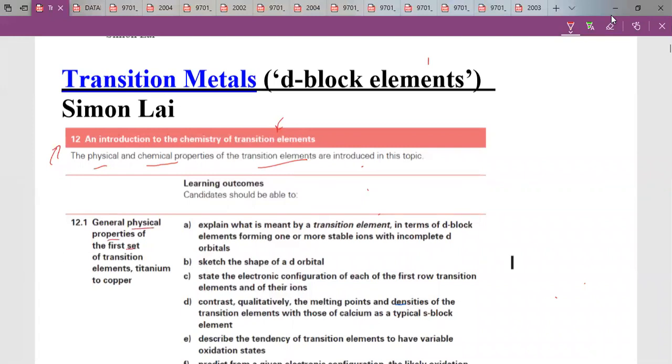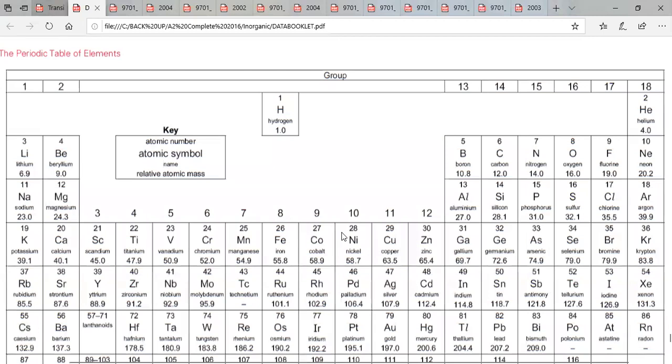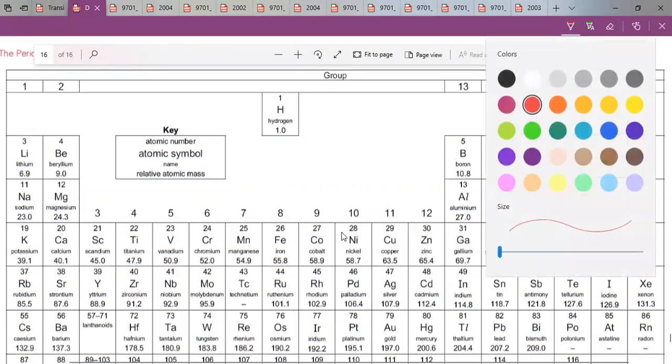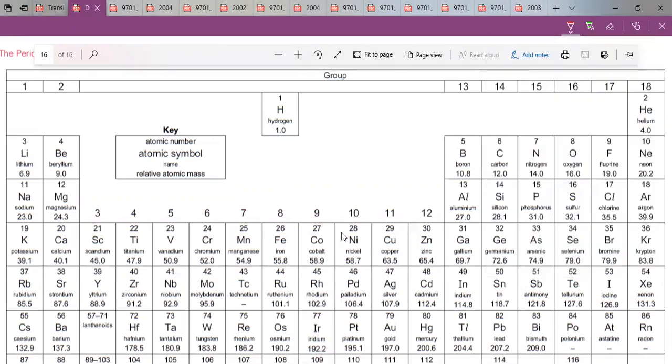And it's only for the first set of your transition metals, titanium to copper. Remember, this is the S block, because the last shell to be filled is the S. For example, this is 1s2, 2s1. Beryllium is 1s2, 2s2, so it's the S block.